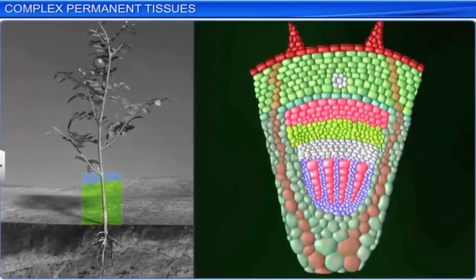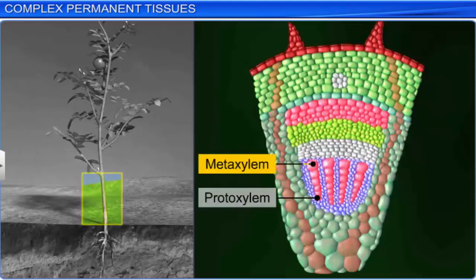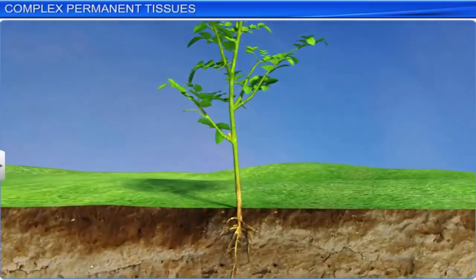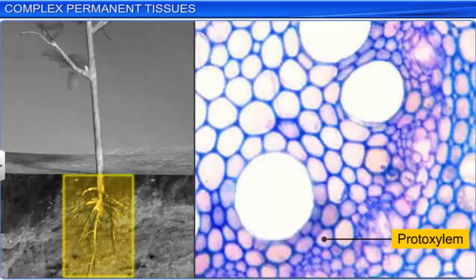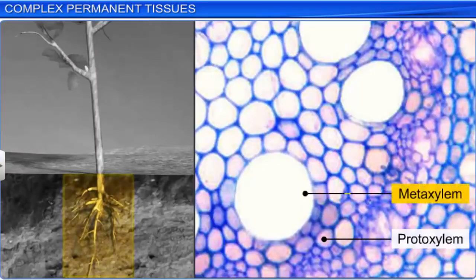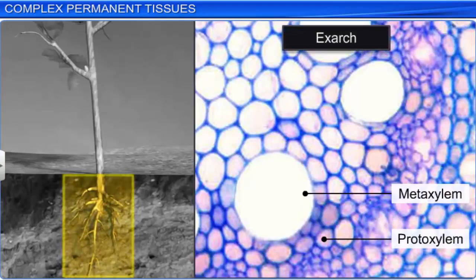In the stem, the protoxylem lies towards the center or pith, and the metaxylem lies towards the periphery of the stem. This arrangement of primary xylem is called endarch. Let's talk about the roots now. Here, the protoxylem lies towards the periphery and the metaxylem lies towards the center. This arrangement of primary xylem is known as exarch.